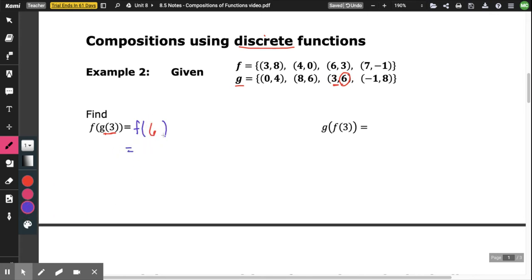Now I still have some function notation here. It says f of 6, so that means I'm not done yet. I still need to evaluate this one. So this one says literally, what is the y value when x is 6 on the function f? So now I'm looking at f, I'm looking for an x value of 6. I see there it is. And then the y value that goes with that one is a 3. So this would be 3. So my final result for f of g of 3 is 3.